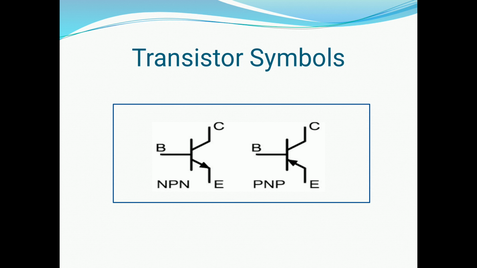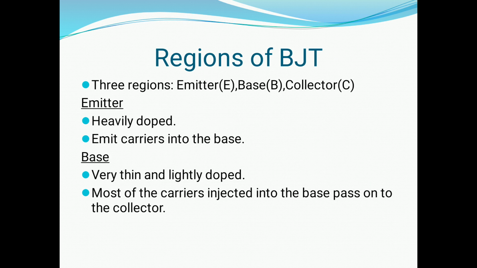Next is regions of BJT. As we have discussed earlier, the three regions of BJT are emitter, base and collector. First one is emitter. Emitter region is heavily doped. It emits the carriers into the base. Next is base region. This region is very thin and lightly doped. Most of the carriers injected into the base are passed on to the collector.